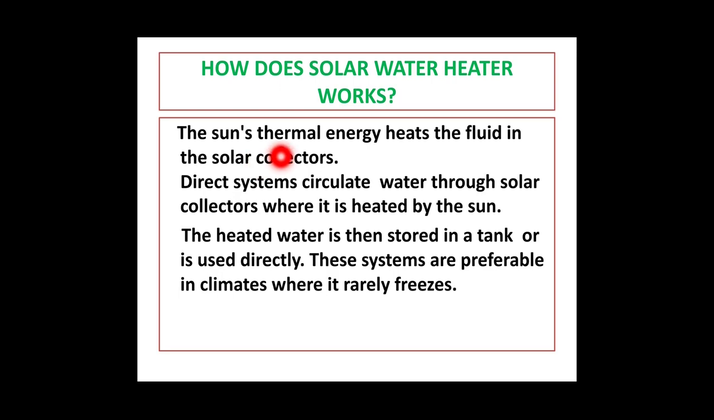The sun's thermal energy heats the fluid in the solar collectors. So there is a fluid in the solar collectors, and direct systems circulate water through the solar collector where it is heated by the sun. There are some direct systems in which the water directly enters the solar collectors and then the fluid, which is already heated, heats the water. The heated water is then stored in a tank or used directly.